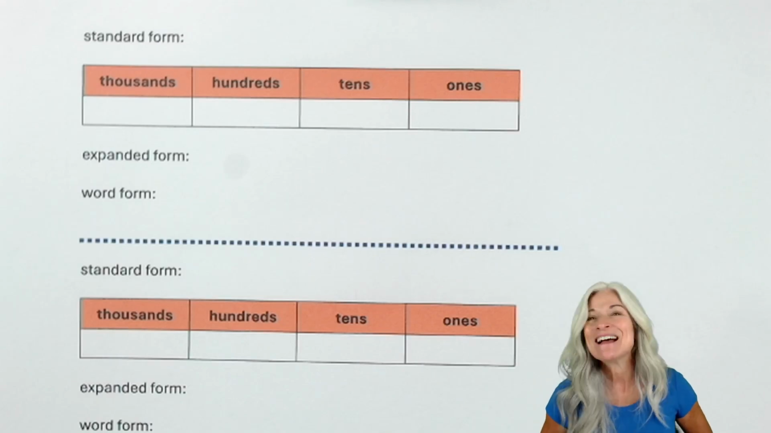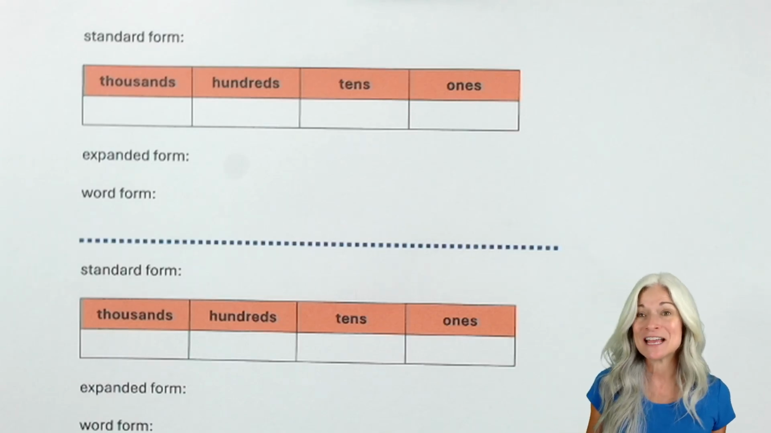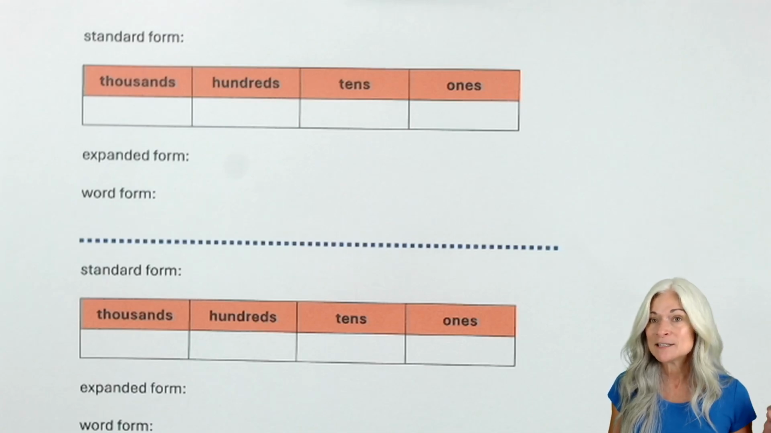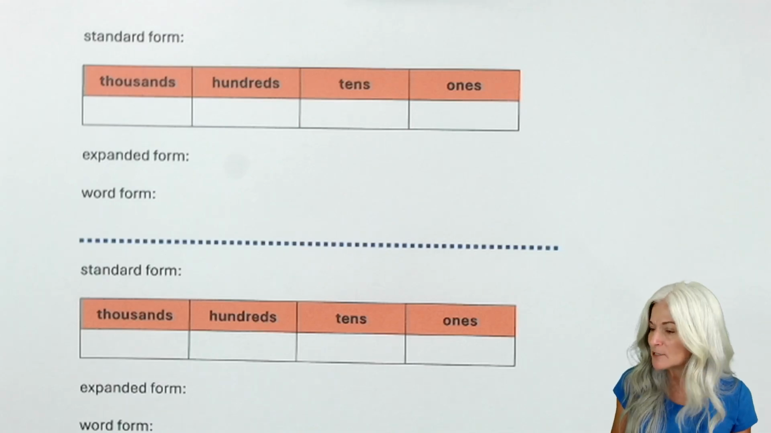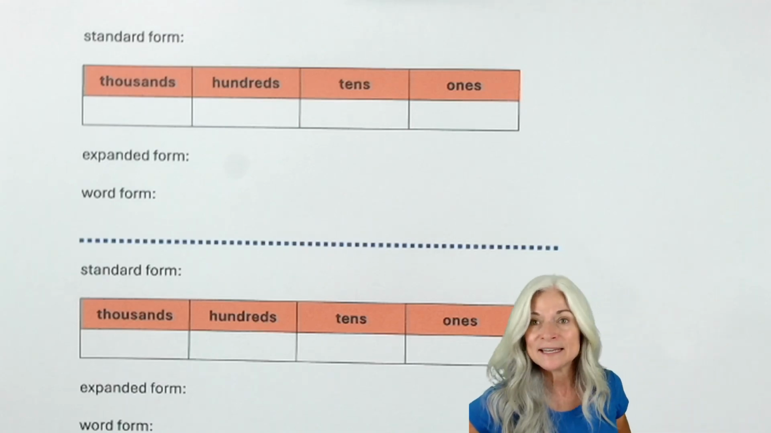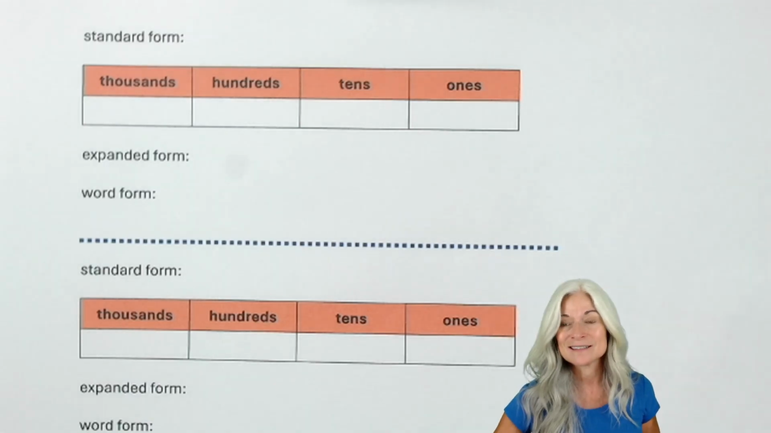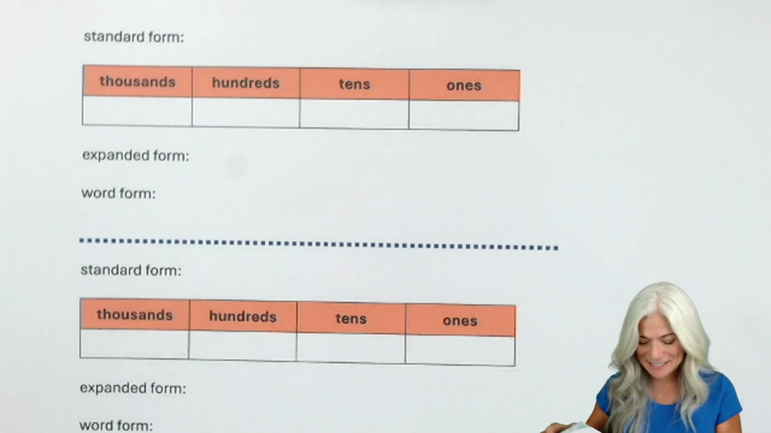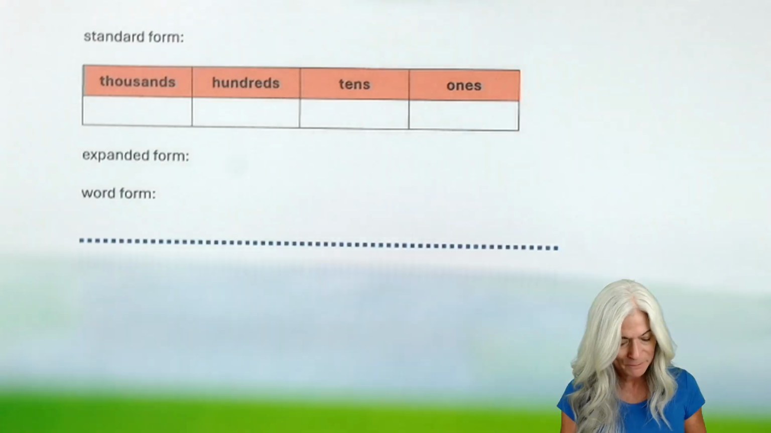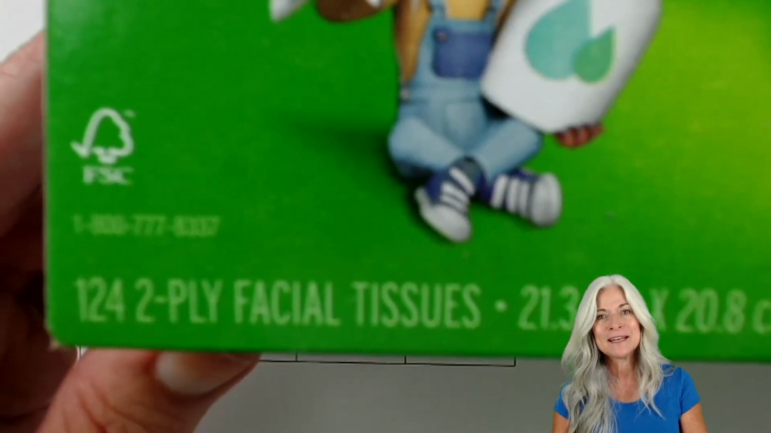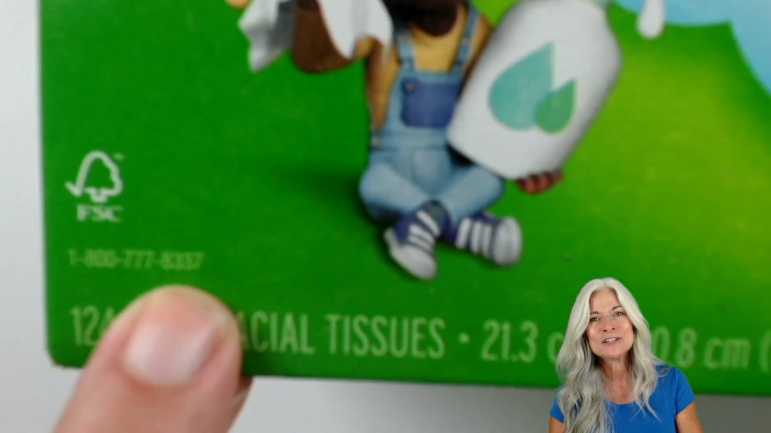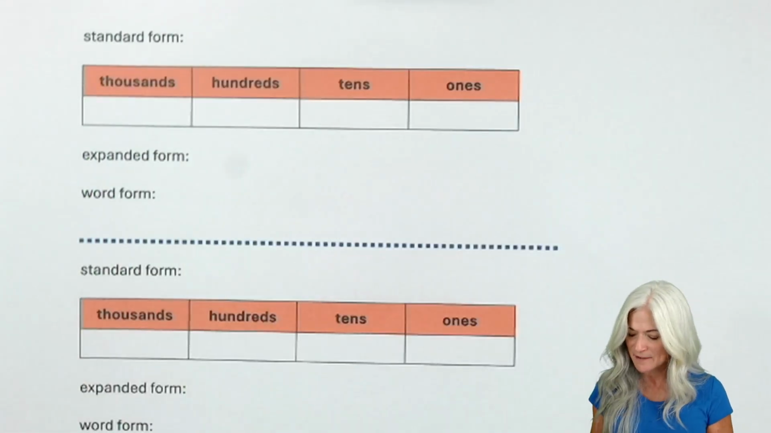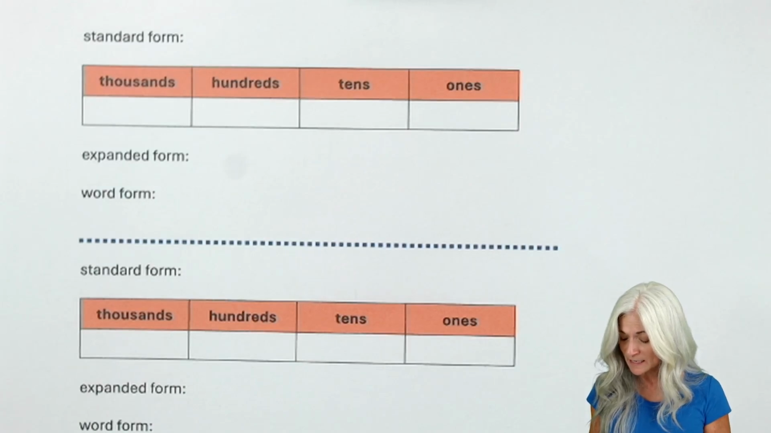Now, something fun you might consider doing is a 4-digit number scavenger hunt around your house. I'm telling you, it's tricky. I looked all through my pantry and I found all kinds of things with 3 digits, but I struggled with finding 4 digits. The best I could do is on this little Puffs tissue box that I have here. I was like, well, I guess I could use the last 4 digits of that phone number, 8,337. That was about the best I could do.